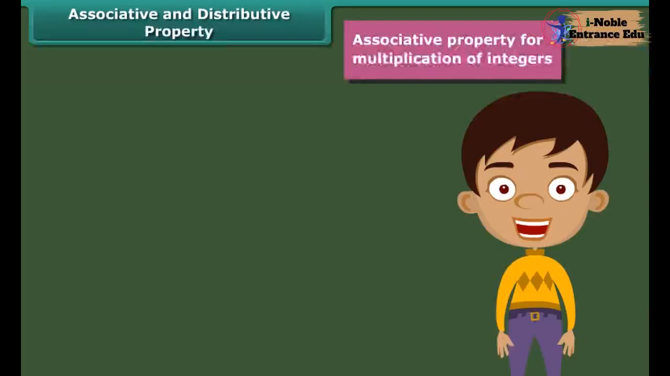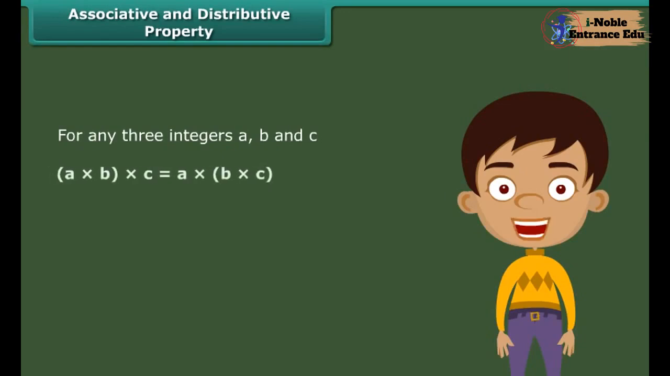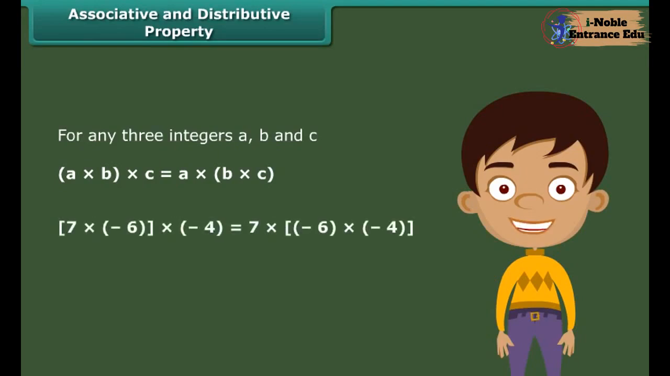The product of three integers does not depend upon the grouping of integers, and this is called the associative property for multiplication of integers. For any three integers a, b, and c, (a into b) into c is equal to a into (b into c). For example, (7 into minus 6) into minus 4 is equal to 7 into (minus 6 into minus 4).